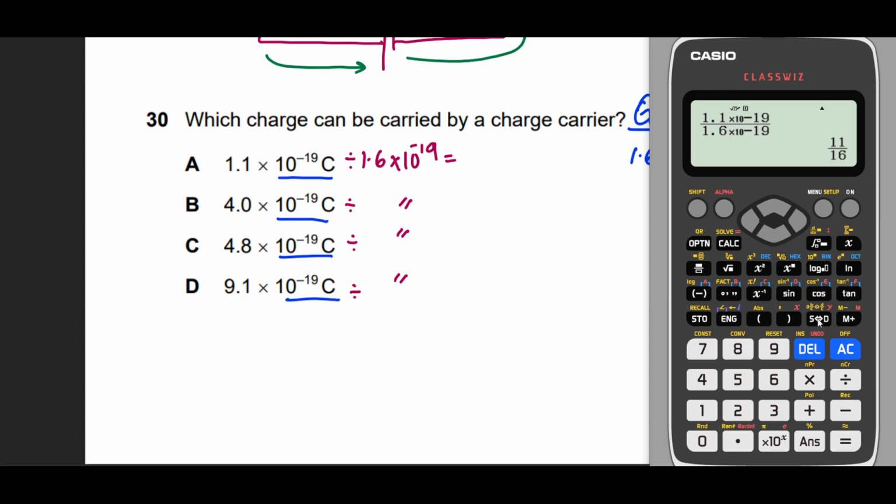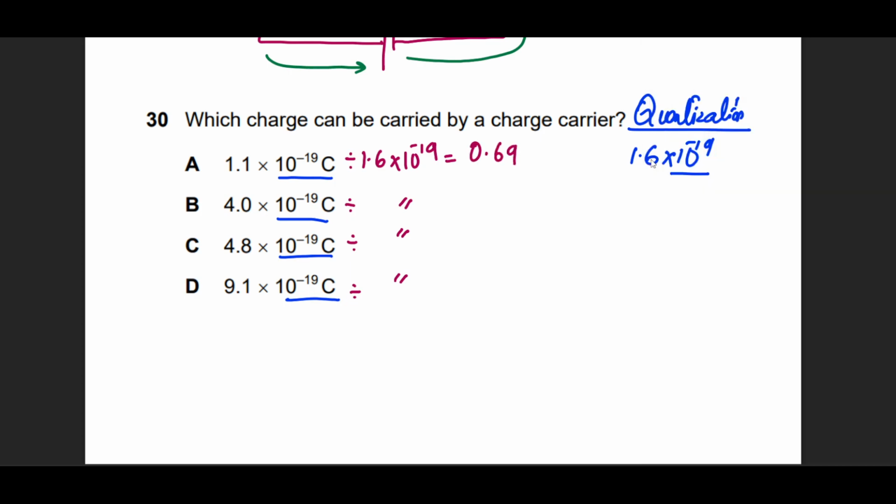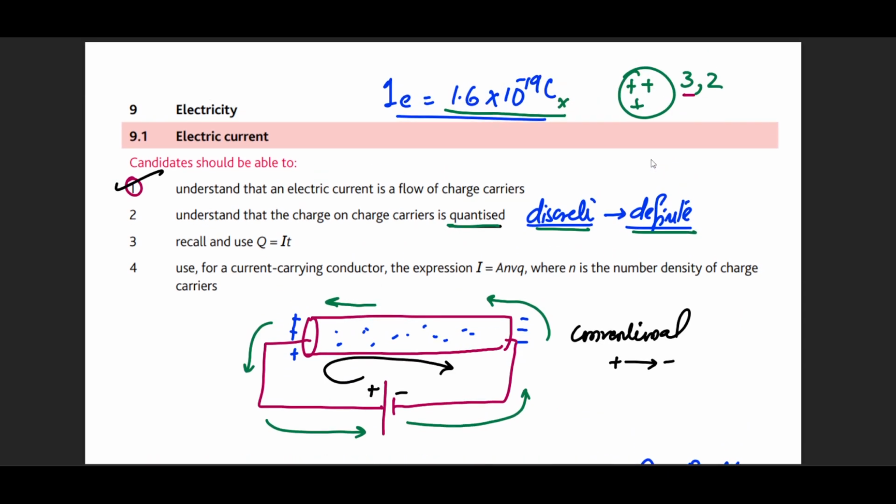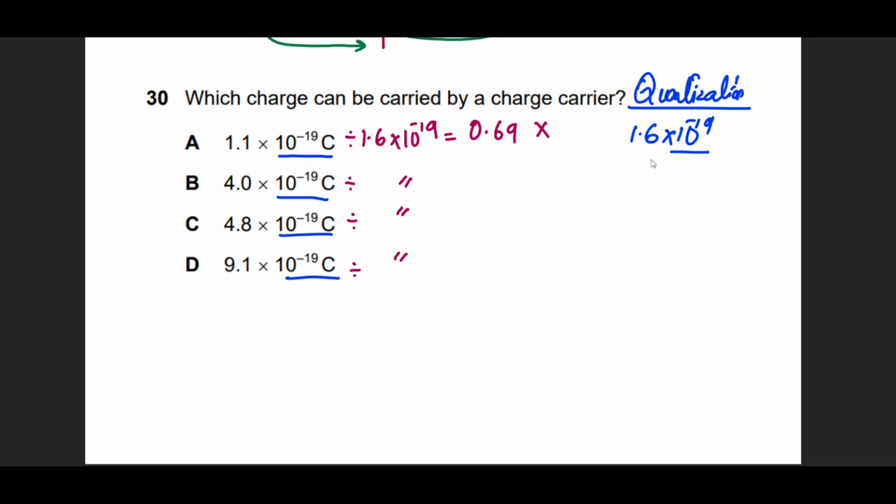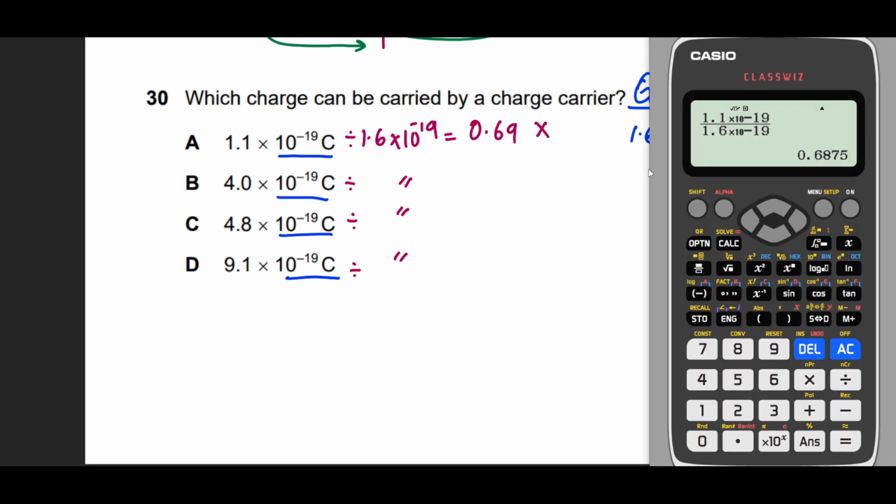So when we calculate this, we get 0.685, which becomes 0.69, for example. This is not possible. This is what I was talking about, that is, either it can be 3, either it can be 2. There needs to be an integer. It can't be a decimal value. It is a fixed integer value. Let's move on to option B.